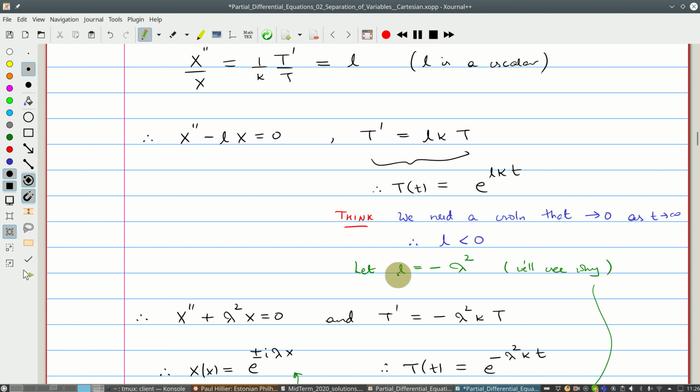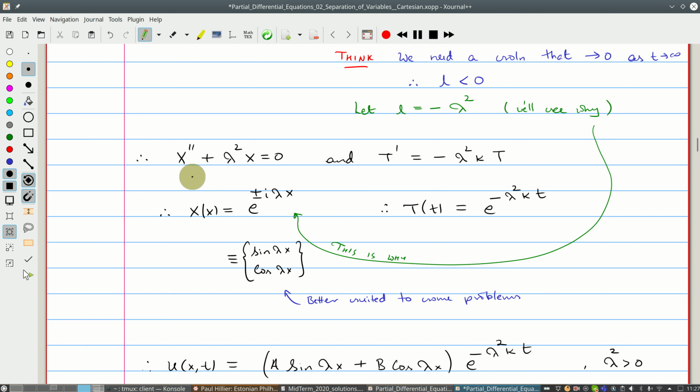So let us choose L to be minus lambda squared. Now I could have chosen L to be minus lambda, but the lambda squared will help us soon. In fact, it's going to help us to solve this equation in a nice way. Okay, so we now substitute L equal to minus lambda squared in these two equations, and that gives us X double prime plus lambda squared X is 0, and T prime is equal to minus lambda squared kappa T.